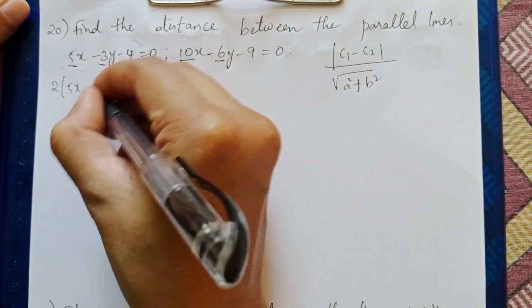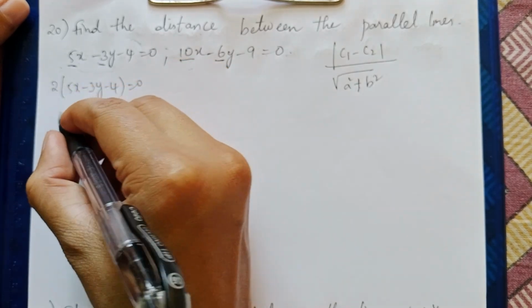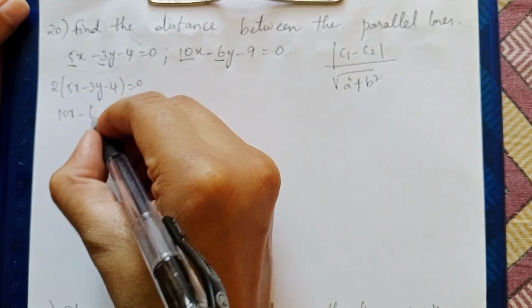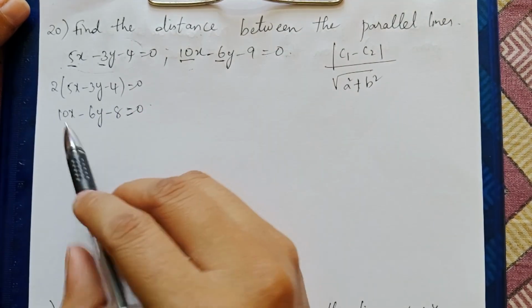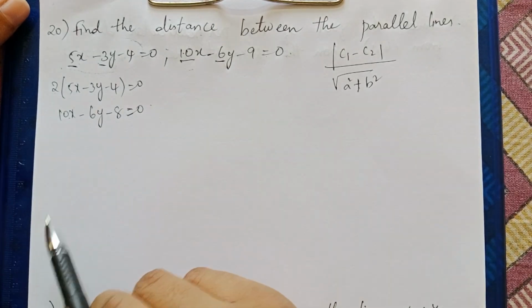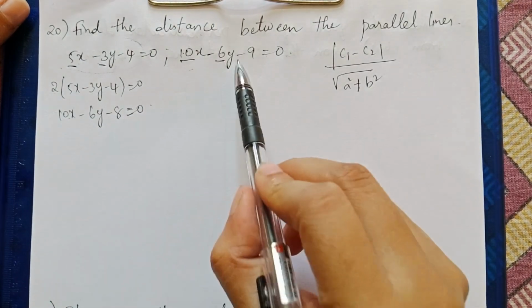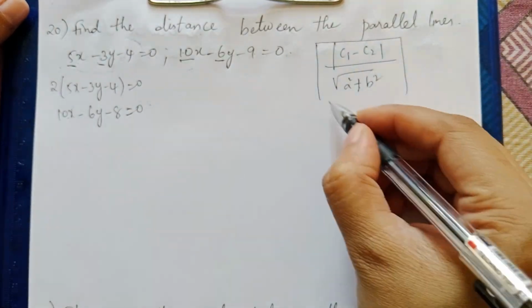2 into 5x minus 3y minus 4 equal to 0 becomes 5 2s are 10x minus 2 3s are 6y minus 2 4s are 8 is equals to 0. Okay, so now the value of a and b are equal. This is c1 and this is c2. Substitute in the formula. You have to remember the distance between the parallel lines.